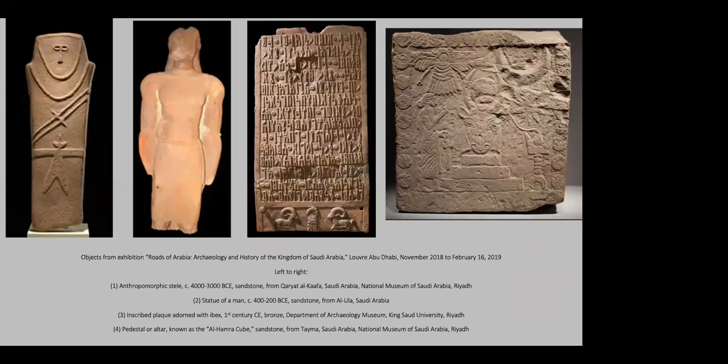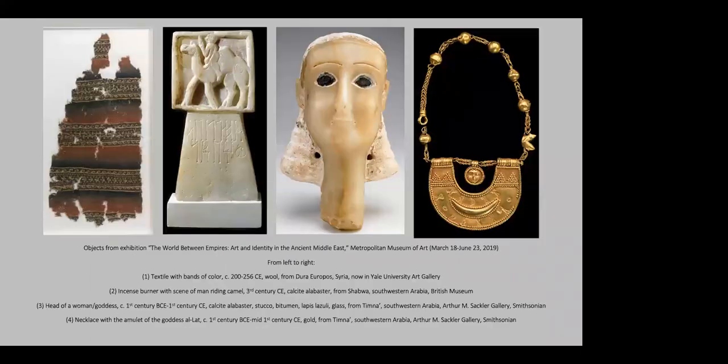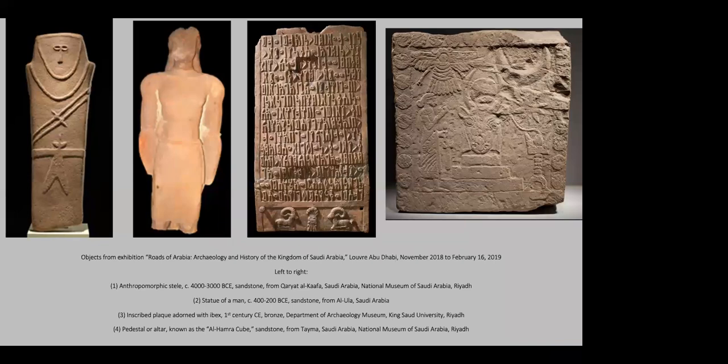And here we're looking at objects from an exhibition called Roads of Arabia, which traveled widely throughout the world. And I actually saw it at the Louvre Abu Dhabi. And so here we can see different modes of figural representation. The previous slide showed works of art that were featured in an exhibition at the Met called The World Between Empires: Art and Identity in the Ancient Middle East. So you can look up more information on these objects featured in those exhibitions.